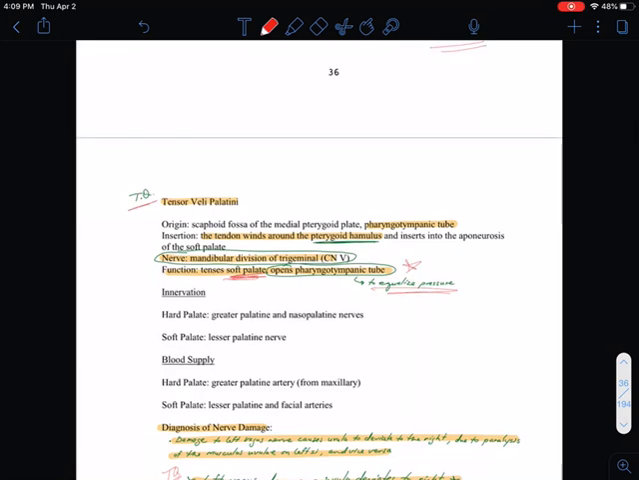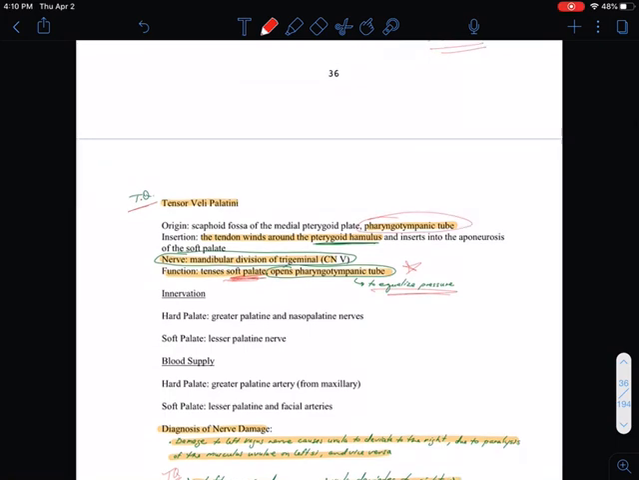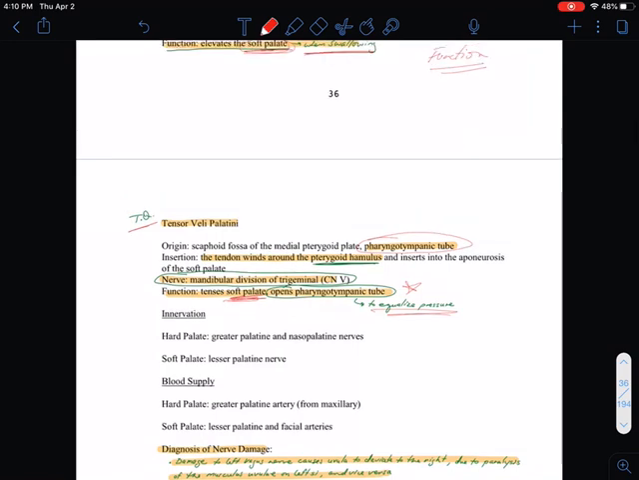These ones I'll point out are origin and insertion. So origin insertion for tensor villi palatini. Origin is coming from the scaphoid fossa of the medial pterygoid plate, specifically that pharyngotympanic tube. Insertion is going to be the tendon winds around the pterygoid hamulus. So these are ones where we've seen a little bit of origin insertion pop up. Mainly, all you got to know, tensor villi palatini is associated with your pharyngotympanic tube.